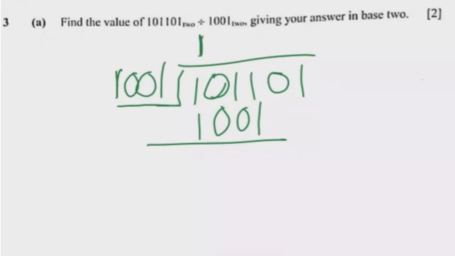Now what I will do here is subtract. 1 minus 1 gives me 0. 1 minus 0 gives me 1. 0 minus 0 is 0. 1 minus 1 is 0. I'm not going to write those zeros on the left side of the number. So what do we do? Can 1001 go into 10? No, it can't. So I'm going to drop this 0.